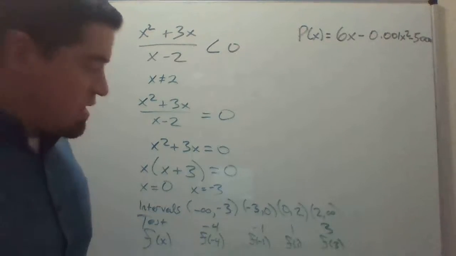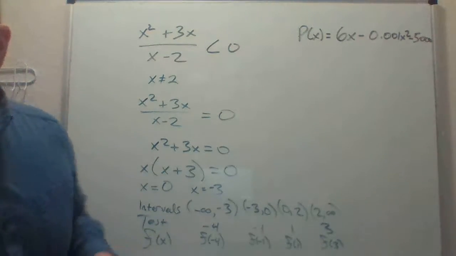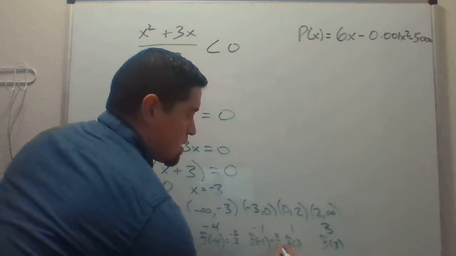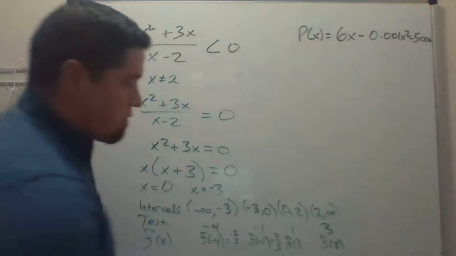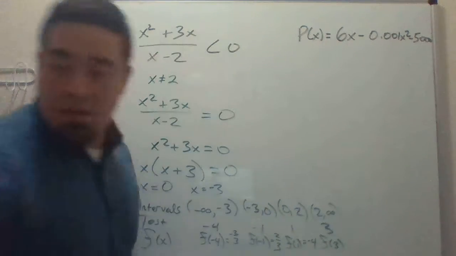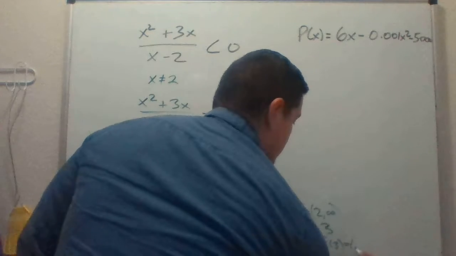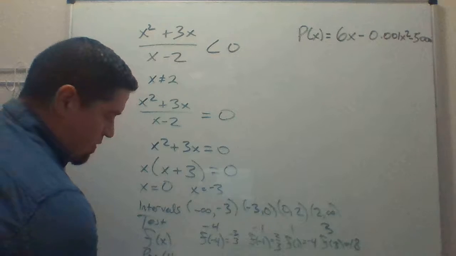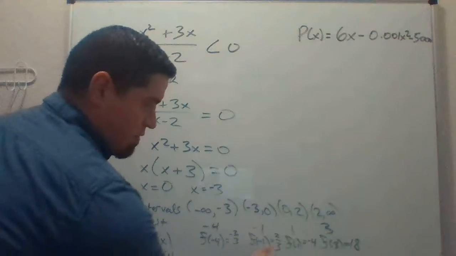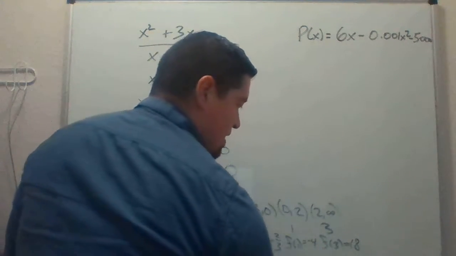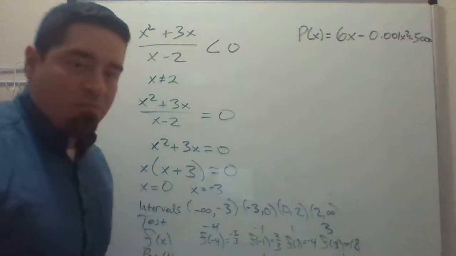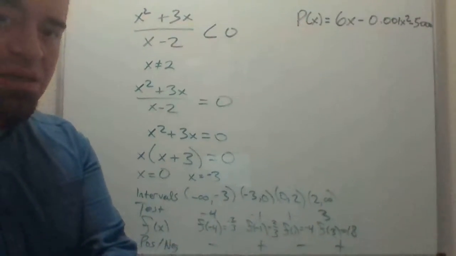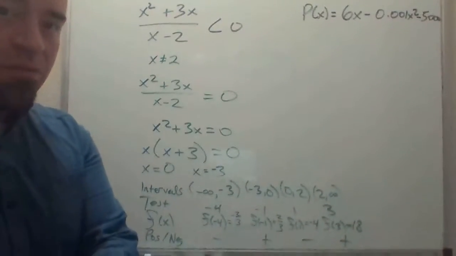So when you plug in these values, what you'll get is negative 2/3, 2/3, negative 4, and 18. Again, all you care about is whether it's positive or negative. This is going to be negative, that's going to be positive, that's going to be negative, and that's going to be positive. And from there we would have our solution, because what were we looking for in the first place?